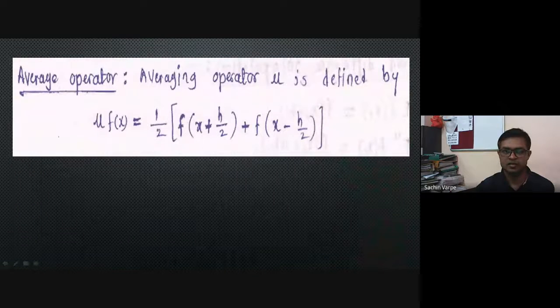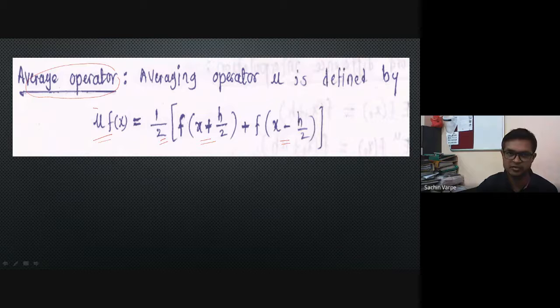Next, this is the average operator. Average is just like averaging. If we have two numbers, how do we average them? We add them and divide by 2. Right? That is called an average operator. So in central difference, the average of the two function values we used is the average operator, and that is denoted by mu. Mu, pronunciation mu. Okay, this is the average operator.